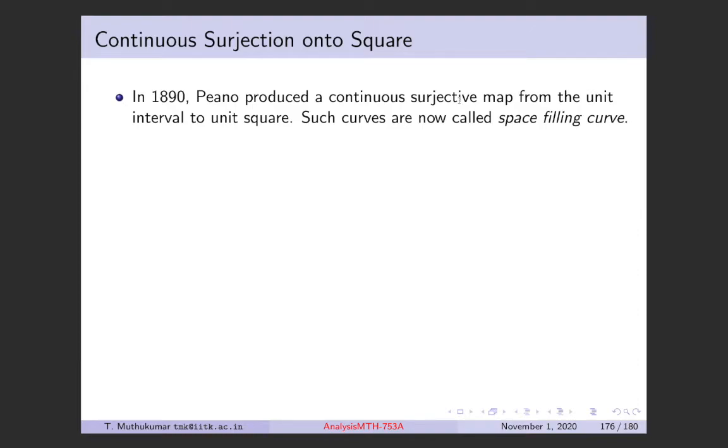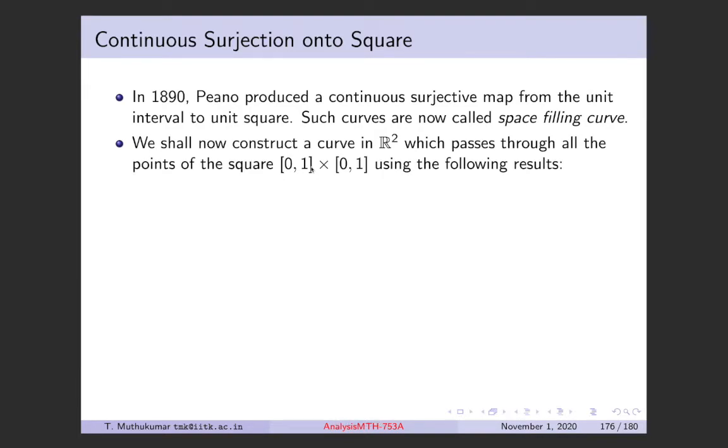And especially when you have smaller devices like mobile phones and so on, you need to have a very small antenna, and that small antenna should be able to receive most of the frequencies and so on. So, space filling curve: the existence of this continuous surjection was proved by Peano in 1890.